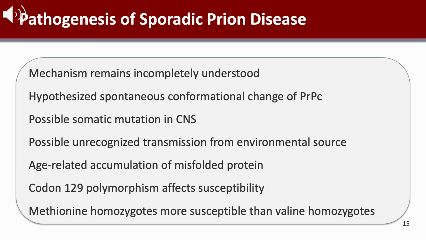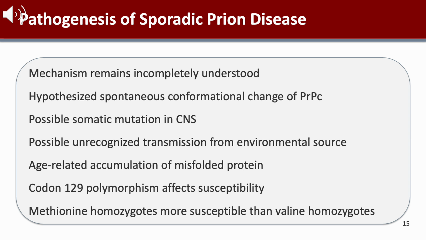The pathogenesis of sporadic prion disease remains one of the great mysteries in neurology. Several mechanisms have been proposed. One hypothesis suggests that spontaneous conformational changes of PrPC in the central nervous system initiate disease. Another possibility is that somatic mutations in the PRNP gene occur in brain tissue, leading to production of misfolded protein. A third possibility, increasingly recognized, is that some cases of apparently sporadic disease may actually represent unrecognized transmission from environmental sources or iatrogenic exposure.